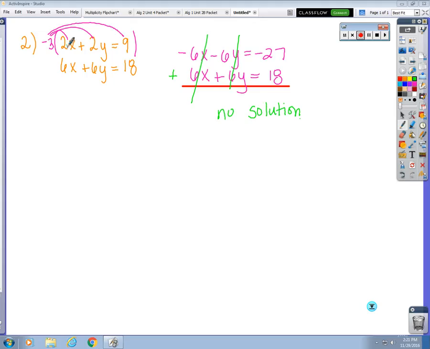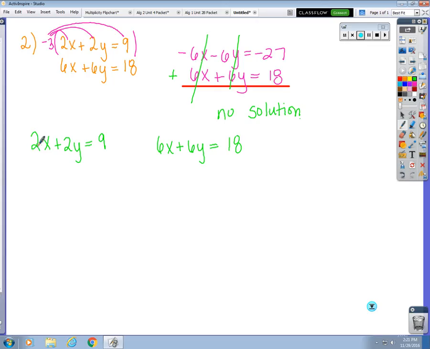I'm going to take both of the original equations. Pay attention. 2x plus 2y equals 9. And then the other original equation was 6x plus 6y equals 18. I am going to take each one of them one at a time and rewrite them in slope-intercept form. y equals mx plus b. Okay? No, you're just watching.